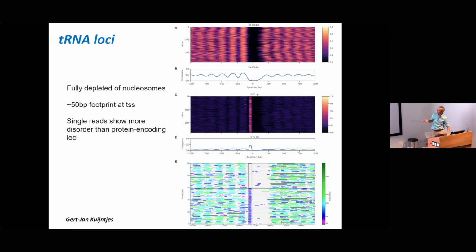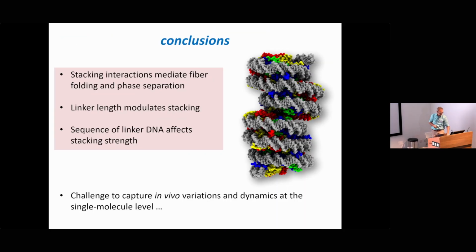And we can see other particles, for example, the transcription complex as well with this long read footprinting. So stacking of nucleosomes mediates these fibers, and linker length controls which nucleosome stacks with what. It's sequence dependent, and we'd like to look at variations in vivo and at the dynamics, and that's something that this nucleosome mapping cannot do, right?